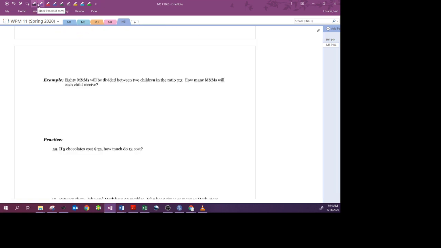All right, here's an example of a proportion word problem. This one's actually one of the more difficult ones, because you're given the ratio information as 2 to 3, but then you're given the total number of M&Ms. So we actually need to set up a proportion here: child 1 gets 2 M&Ms, child 2 gets 3 M&Ms, and the total number of M&Ms given out in this circumstance is 5, because 2 plus 3 equals 5.